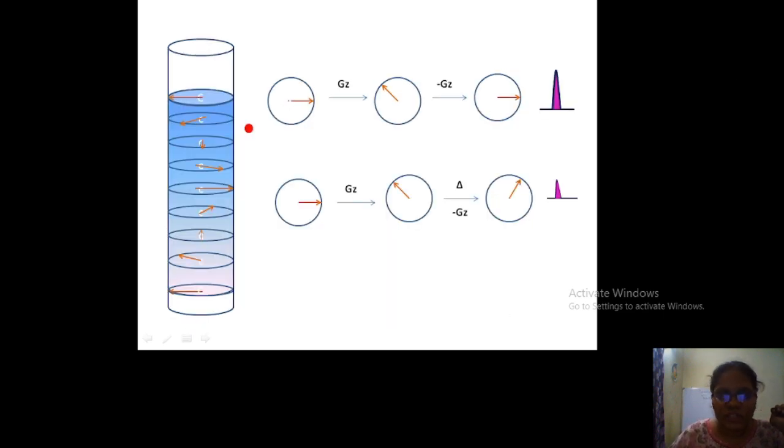Look at this first example. The magnetization vector is here. Now I gave the gradient strength. It started precessing faster, or rather slower. When I applied the reverse gradient, this magnetization vector rotated back to the same angle. So I get the maximum intensity of the signal.